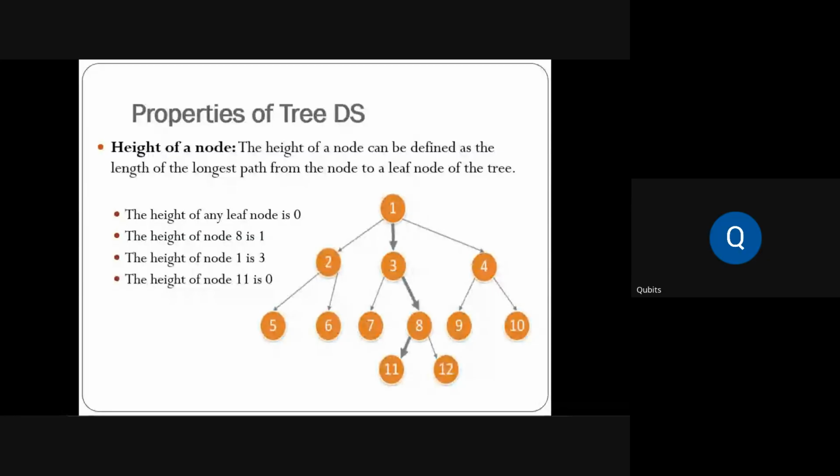I also have a question with this one. Must the arrow be pointing downward, since this is the height of a node, and we said it starts from the leaf? Yeah, so ideally it's supposed to point upwards from 11, 8, 3, and then 1. And the one we did previously, that one should be from the top downwards, right?